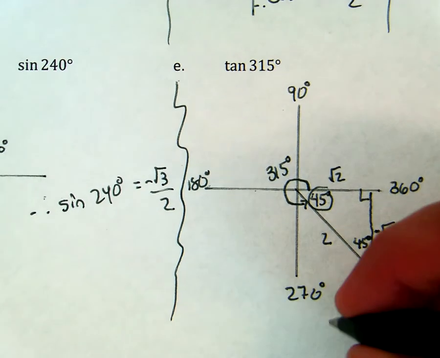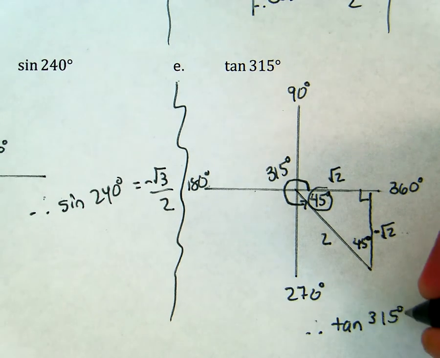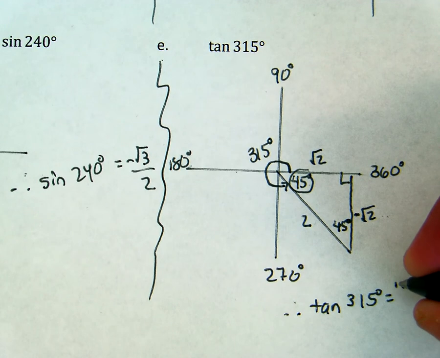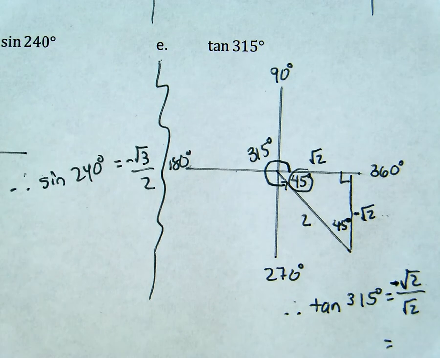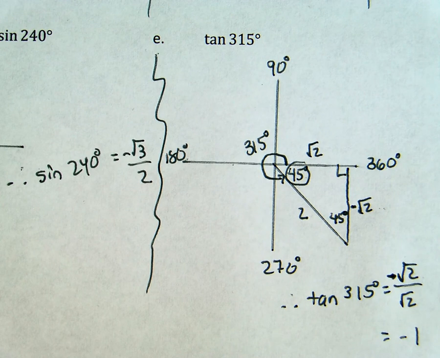So that gives me, therefore, tan 315 degrees is equal to negative √2 over √2, which should simplify to -1, and you can double check that in your calculator and it should work.